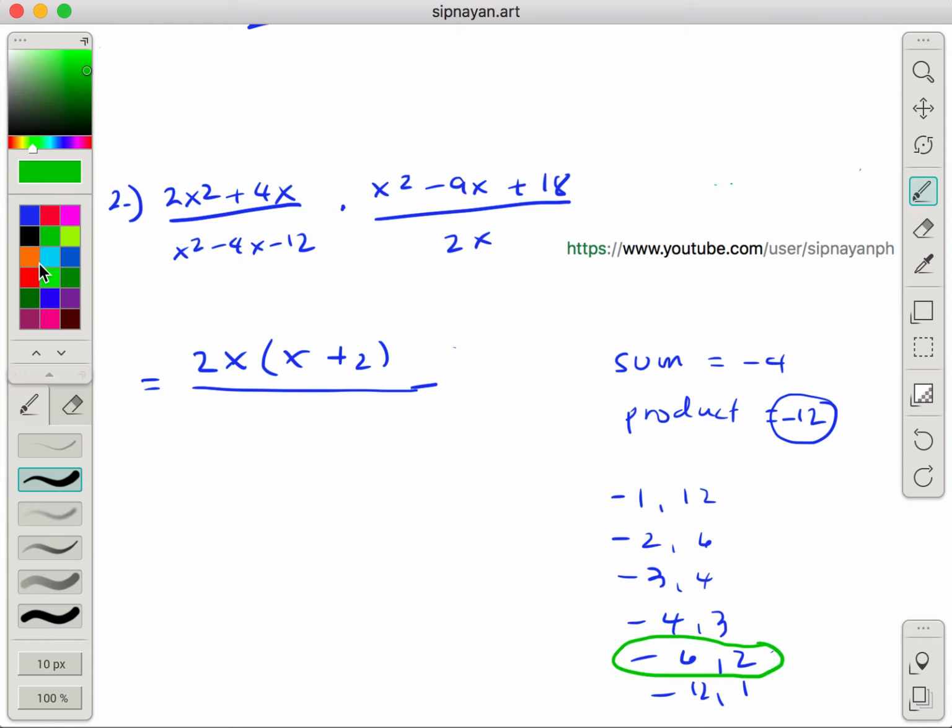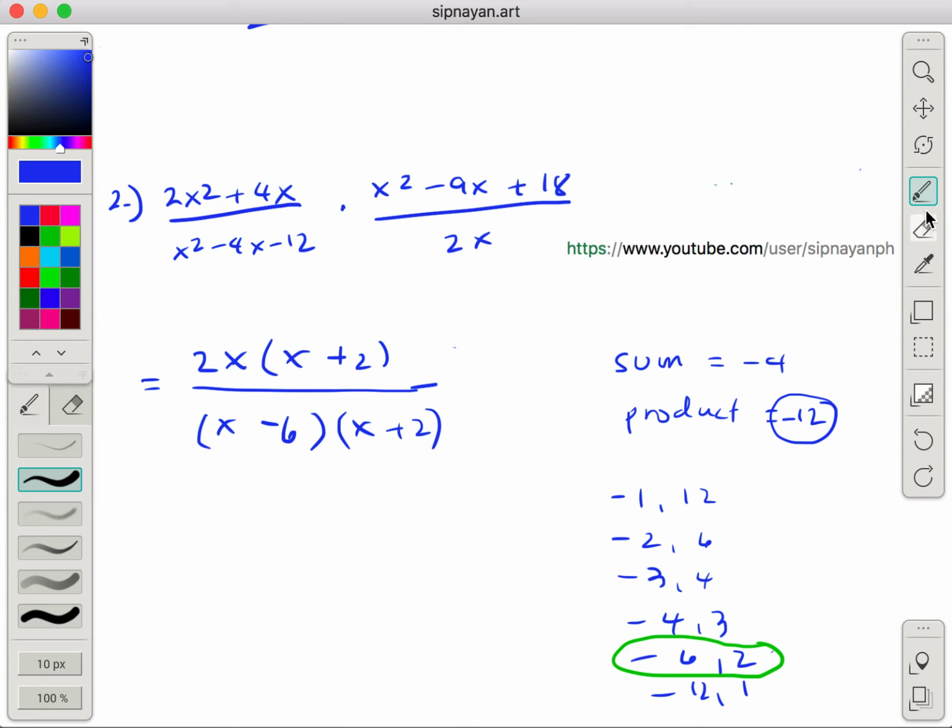So meaning, ang factor nito ay x minus 6 tsaka x plus 2. So, if we check, x squared minus 6x plus 2x, naging minus 4x yun. And then, minus 12. So we are correct here.